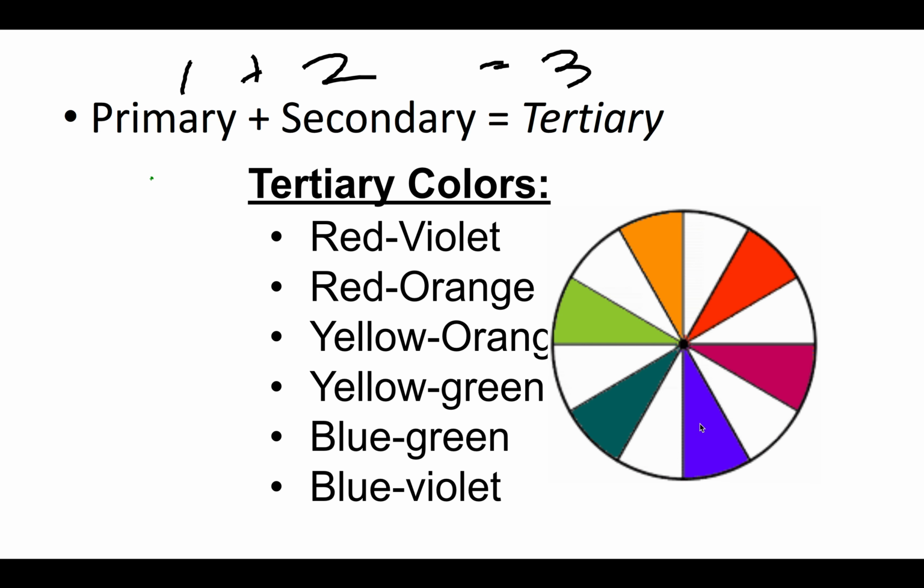Notice how the primary colors are always the first color that is said out loud. So that is how to properly say a tertiary color. You wouldn't say violet-red. That's weird. So the primary color always goes first. So red-violet.